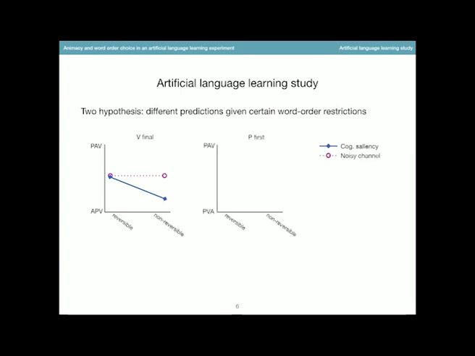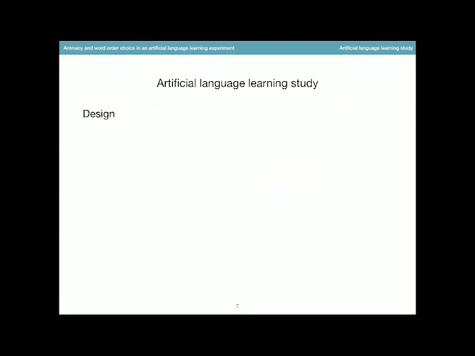If the language always expresses the patient in initial position, so it allows PVA and PAV, the cognitive saliency hypothesis predicts that we should overall see a preference for PAV because it expresses the action in final position. The noisy channel hypothesis says we should see a preference for PVA for reversible events, and again makes no specific predictions about non-reversible events. So to test these hypotheses, we ran 3 experiments, and these were all pre-registered on the Open Science Framework, and I'll talk about the design of these experiments as we go on.